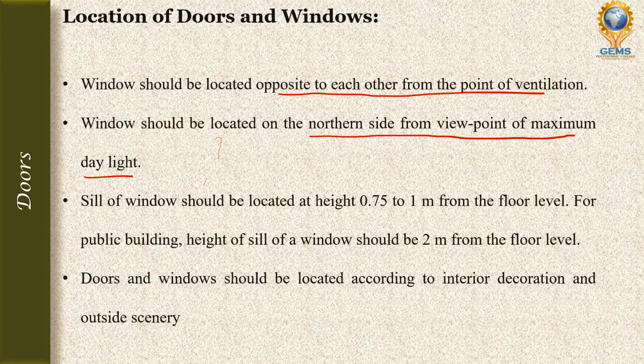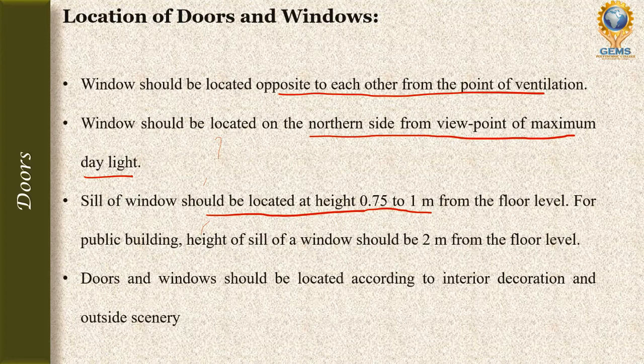Generally, the sill of a window should be located at a height of 0.75 to 1 meter from the floor level. Sill is the bottom horizontal structure of the window. So the bottom of the window should be placed from 0.75 meter to 1 meter from the ground level. This is for the residential building.